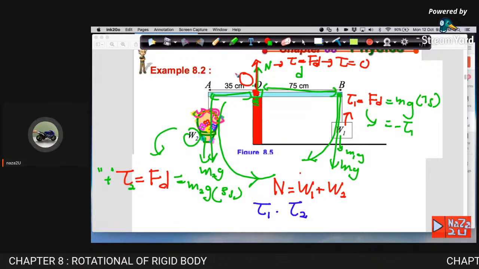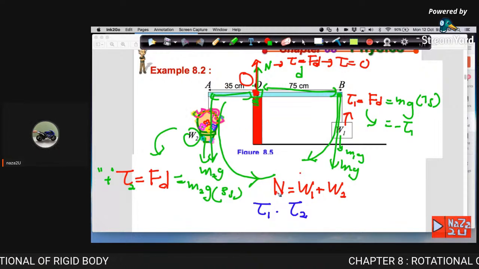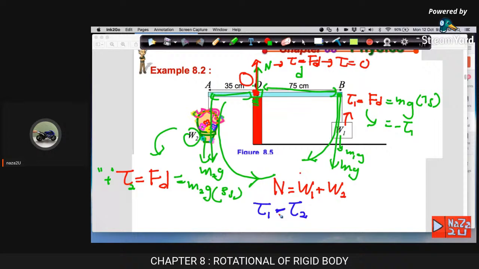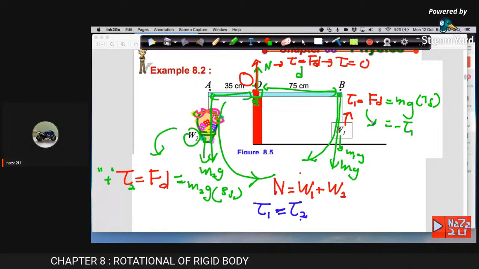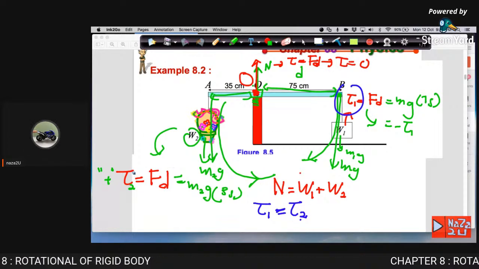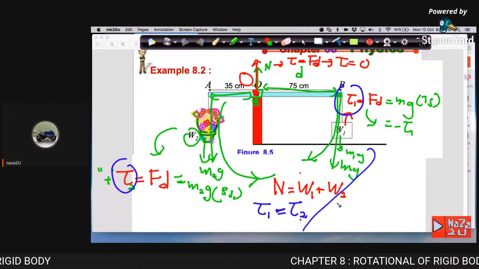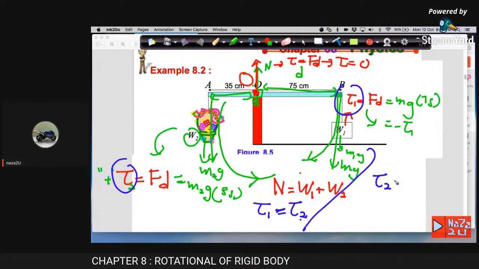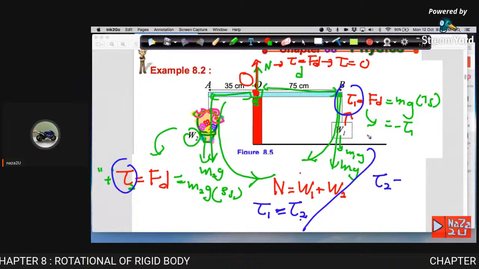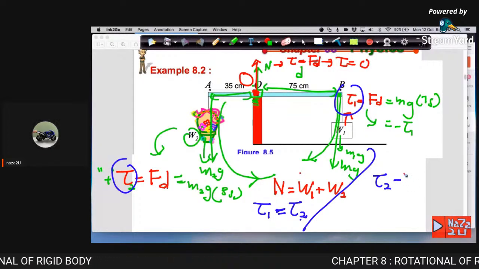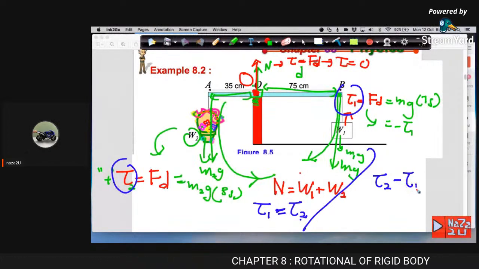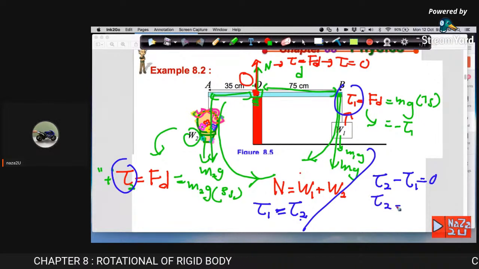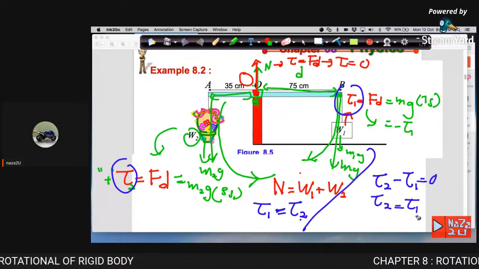Tetapi sistem ini tak bergerak, di dalam keadaan seimbang macam ni. So meaning here torque 1 is equal to torque 2. This is torque 1 and this is torque 2. Or you can use the equation here. Torque 2, because torque 2 is positive, torque 1 is negative. So torque 2 minus torque 1 is equal to 0, or torque 2 is equal to torque 1.